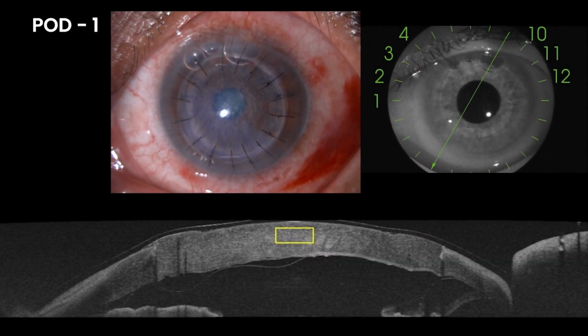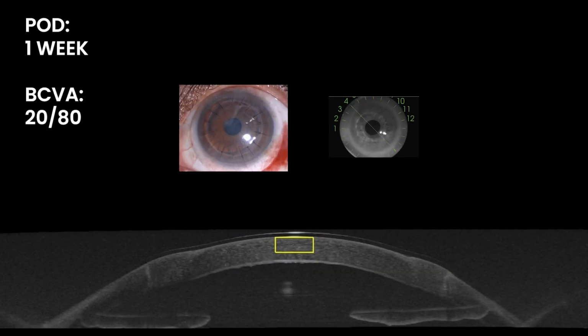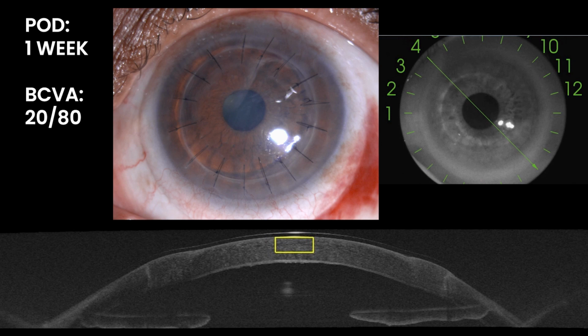On post-op day 1, there was a stromal edema in the inferonasal quadrant of the cornea, which was a result of DM detachment, which can be noted on AS-OCT and happened in the area due to formation of the type 2 bubble. One week later, the DM detachment has resolved on its own, with the cornea becoming compact and clear. The patient's vision also improved to 20/80.